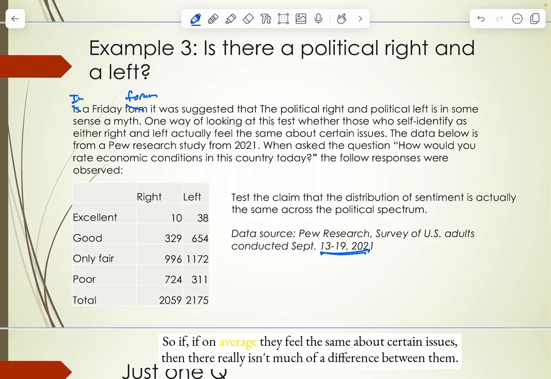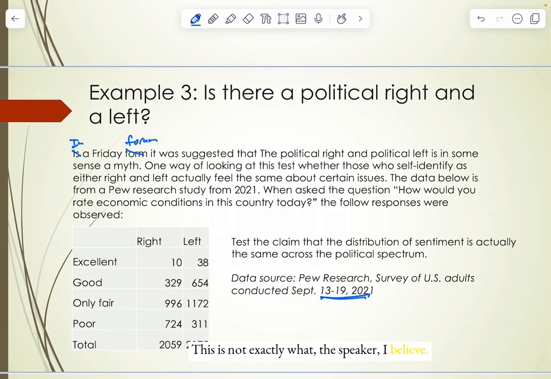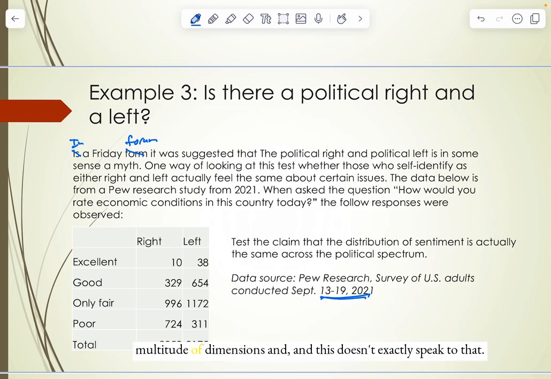So if on average they feel the same about certain issues, then there really isn't much of a difference between them. And that supports this idea that there isn't a right and a left. This is not exactly what the speaker, I believe, said, that rather than there being one spectrum, one dimension in which you can neatly divide people, there are a multitude of dimensions. And this doesn't exactly speak to that, but it's an interesting question nonetheless.